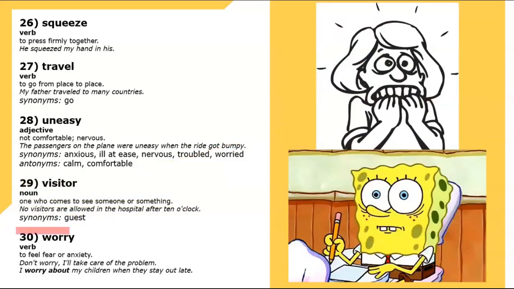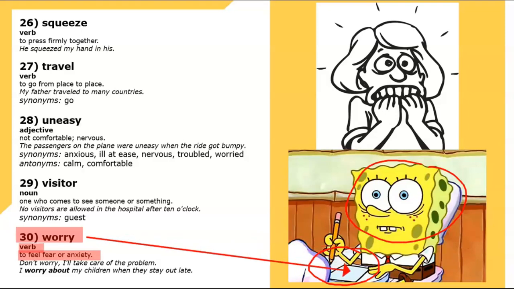And finally, the last word is worry. Worry is a verb. It means to feel fear or anxiety, to feel scared. And in this picture here, you can see there is SpongeBob, and SpongeBob is maybe taking a test, but he didn't study for his test, so he doesn't know any of the answers, and maybe he is worried that everything on his test will be wrong.